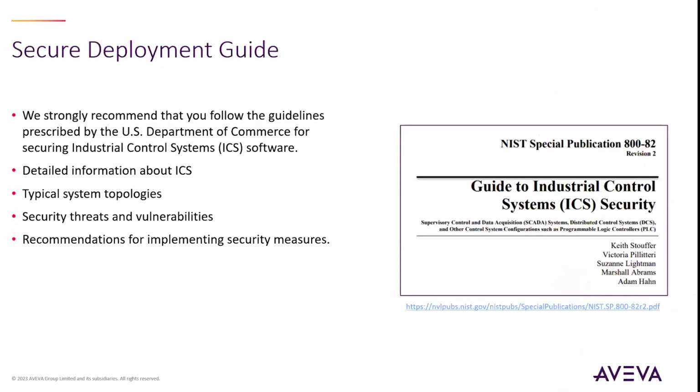It's also in the Edge help documentation as well, but there's really a lot of information here. It goes through an overview of ICS, the typical system topologies. It identifies typical threats and vulnerabilities to these systems, and then also provides some recommended security measures to mitigate those risks.